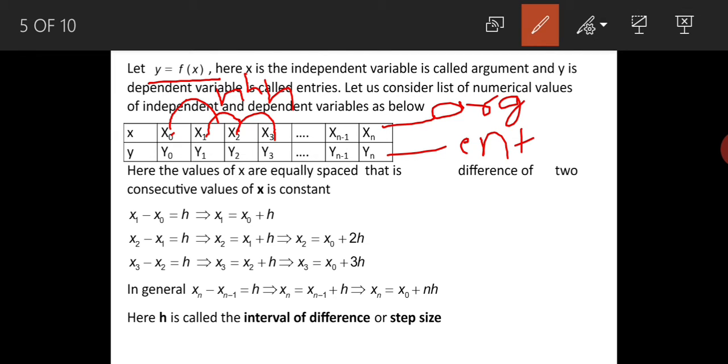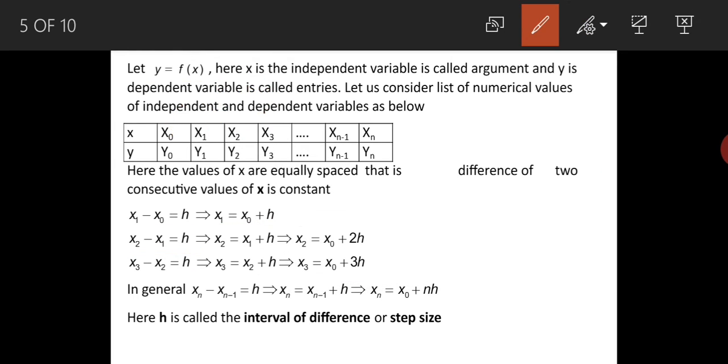You can see it here. That is, the difference x1 minus x0 is h, the difference x2 minus x1 is h, and x3 minus x2 is h. And this can be rewritten as: x1 can be written as x0 plus h, x2 can be written as x0 plus 2h, and x3 can be written as x0 plus 3h.